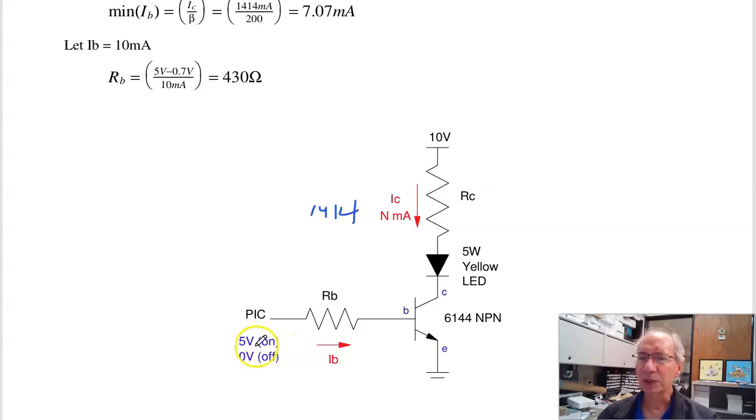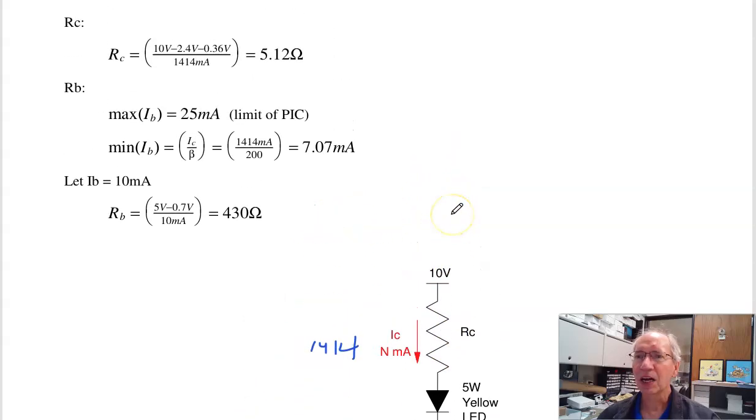The on voltage is where you've got to work. When this is 5 volts, I want that to be 14 milliamps. First, let's find RC. RC is the voltage across the resistor. That's my 10 volt source, minus 2.4 volts across the LED, minus 0.36 volts across the transistor at 14 milliamps, makes this 5.12 ohms.